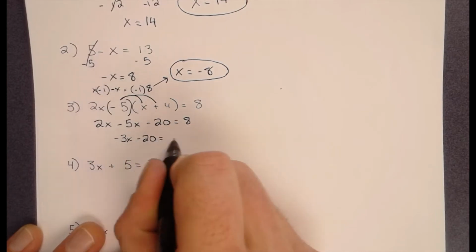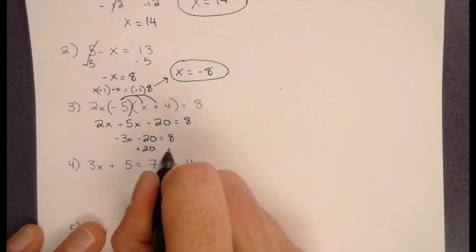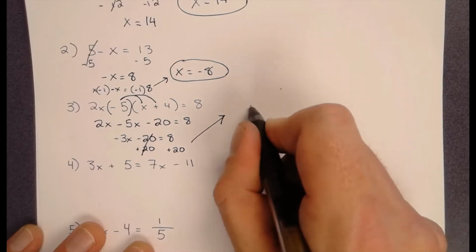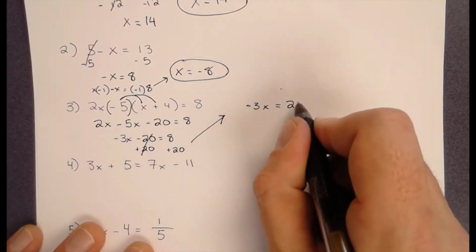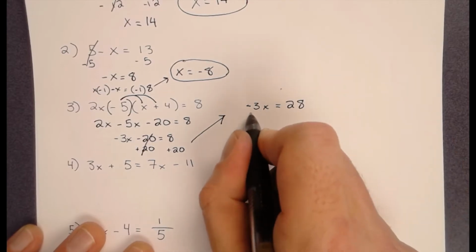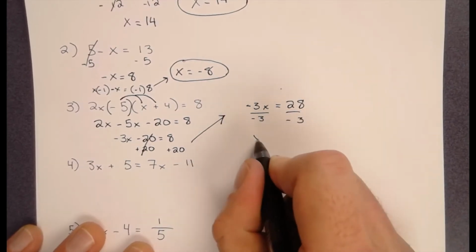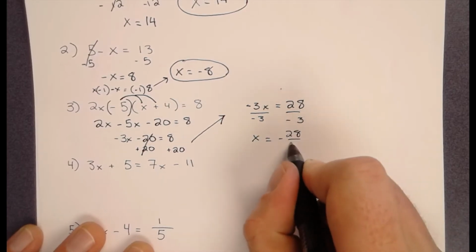2x minus 5x is negative 3x. We still have that minus 20. To bring negative 20 to the other side of the equation, we'll add 20 to both sides. And then to get rid of negative 3, which is multiplied by x, we'll divide both sides by negative 3. So x equals negative 28 over 3.